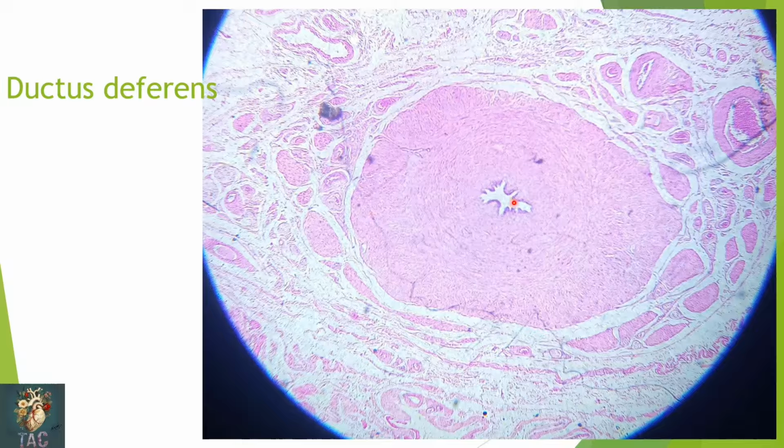Remember, this slide is present in the lab with the name of the spermatic cord, so we have taken the section through this area. Here you can see the lumen of the ductus deferens, and then the thick muscle coat of the ductus deferens surrounded by a loose connective tissue, that is the serosa. So all these areas are the components of the spermatic cord which are present over here.